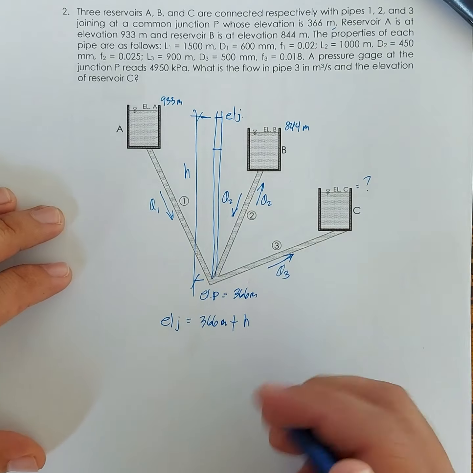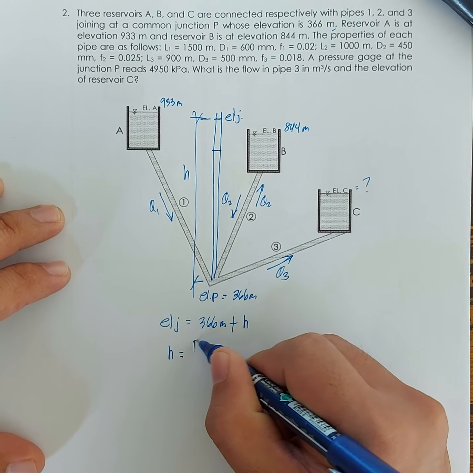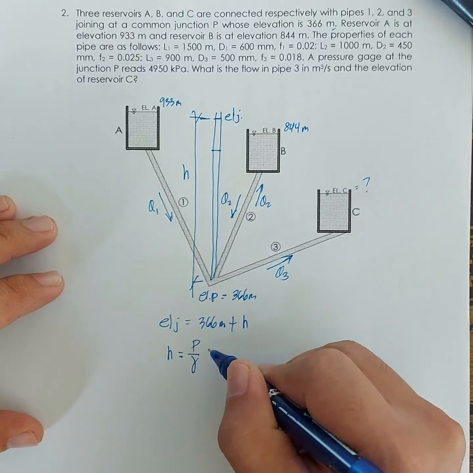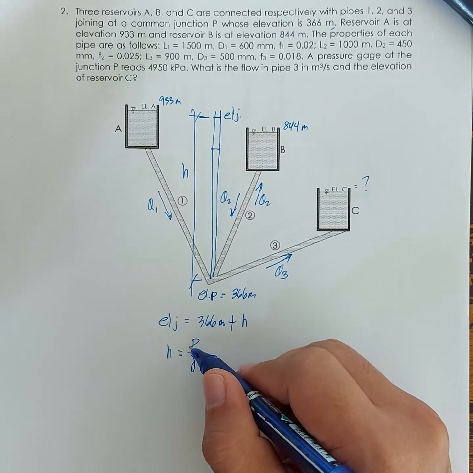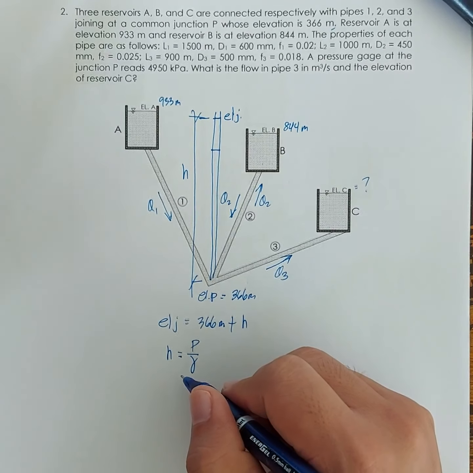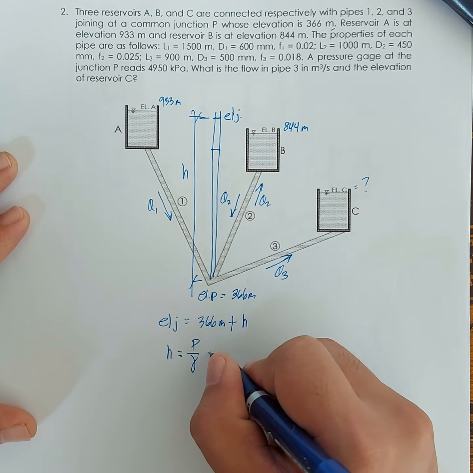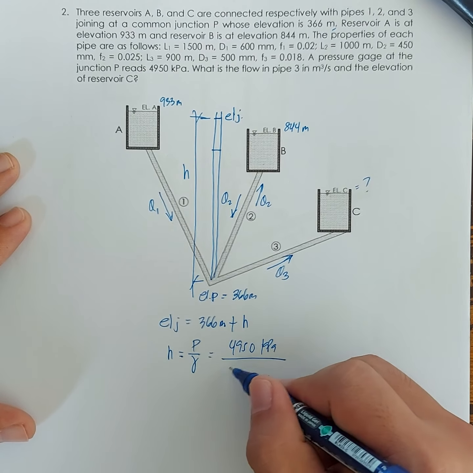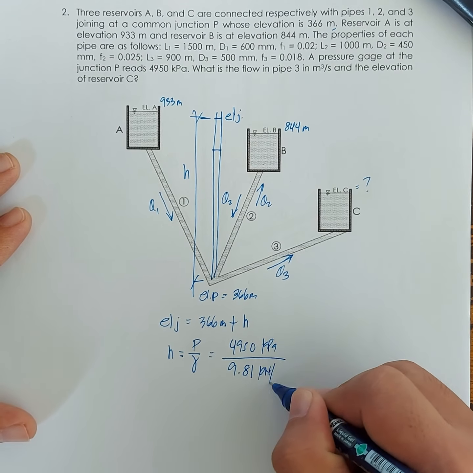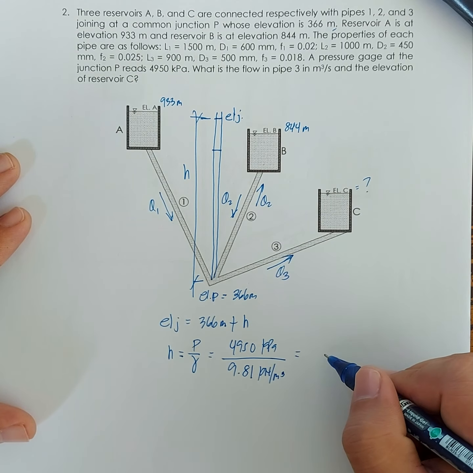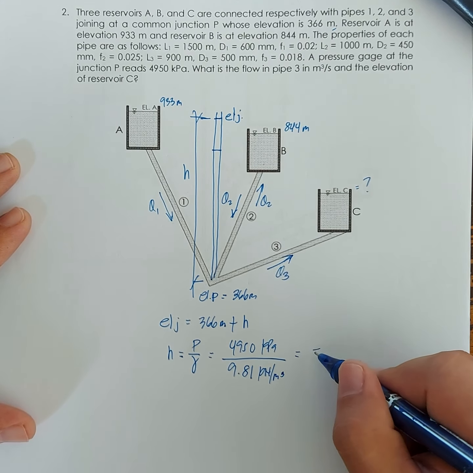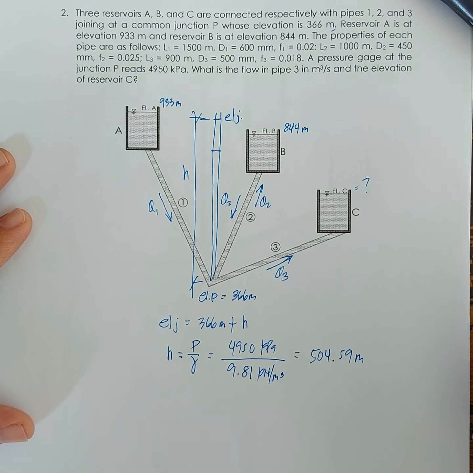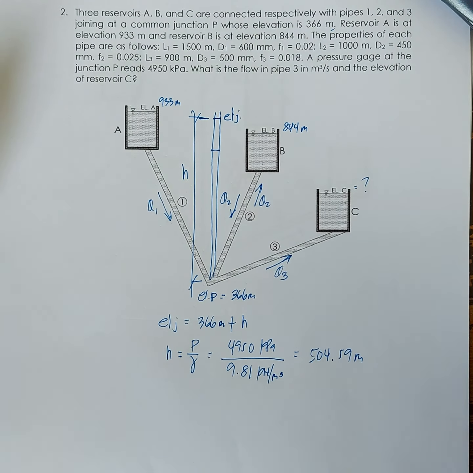So H is equal to P over gamma. You can remember how to convert pressure to pressure head: we simply divide the pressure by the unit weight of the liquid. In this case, we have water. So we have 4,950 kilopascals divided by the unit weight of water, 9.81 kilonewtons per cubic meter, and that would give us a piezometric reading equivalent to 504.59 meters. That's very high. You will need a very high piezometer.